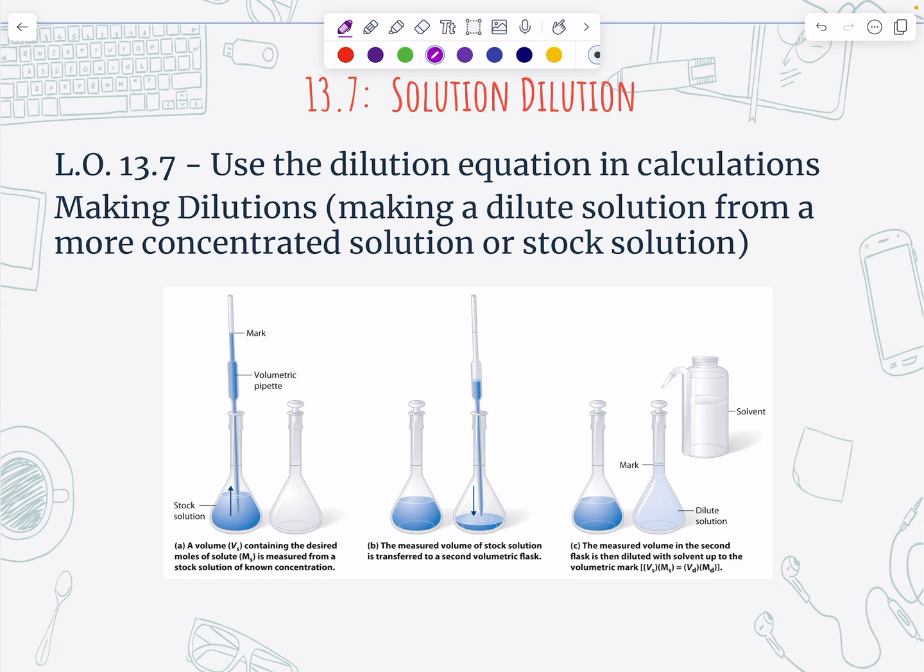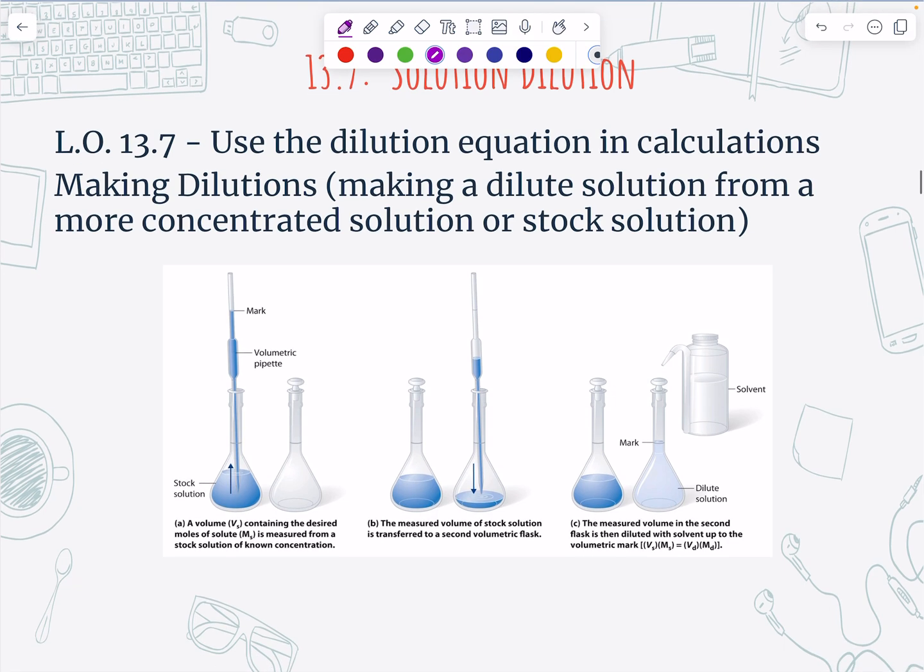So sometimes when we make a solution, we actually don't start from a solid. Sometimes we start with a really concentrated liquid. You may have seen, like at the grocery store, little drops that you can put in water to make it taste like fruit punch or pink lemonade. So what we're basically doing is taking a super concentrated solution, adding a ton of water to it and making it more dilute. And this is showing you in a picture how that would work.